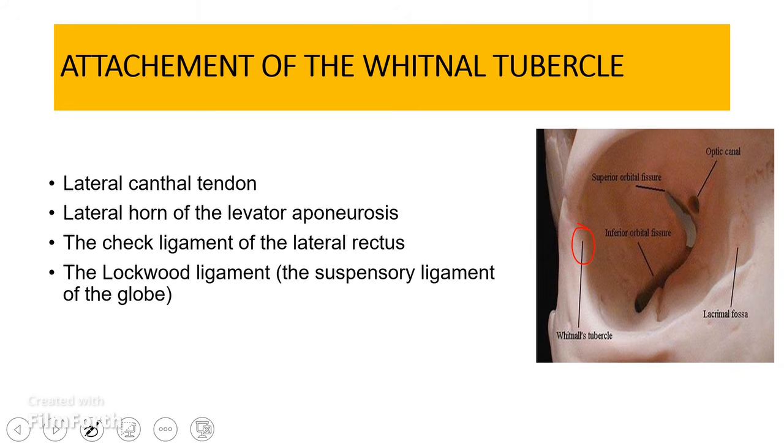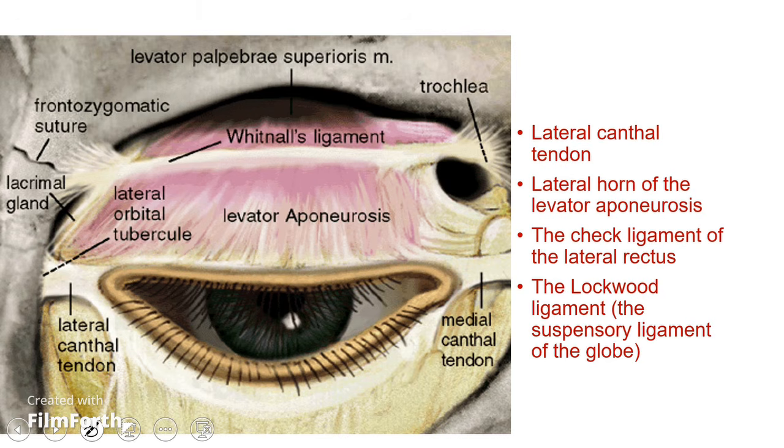So what are the various structures attached to the Whitnall tubercle? If you notice, the Whitnall tubercle is attached to structures which start with L. So it is the lateral canthal tendon, the lateral horn of the levator aponeurosis, the check ligament of the lateral rectus, and the Lockwood ligament, which is also called the suspensory ligament of the globe.